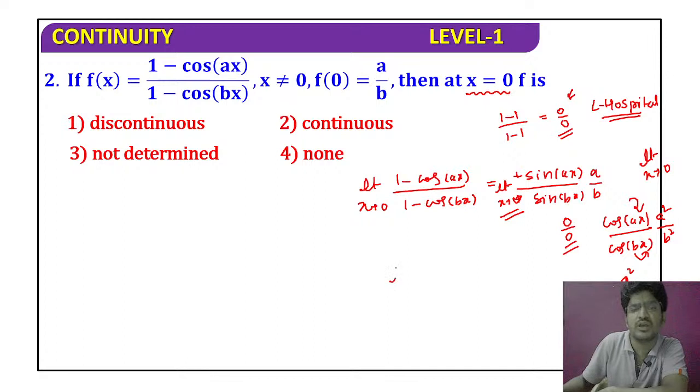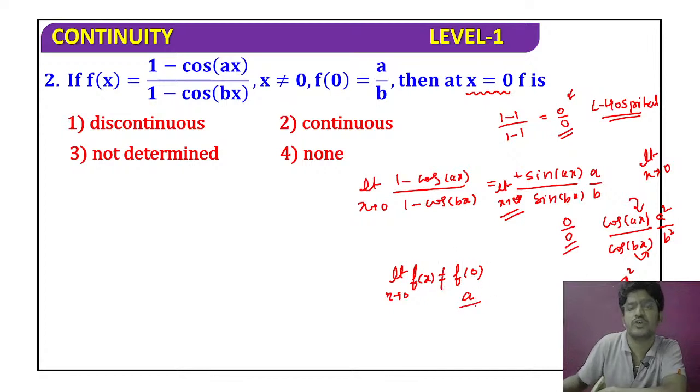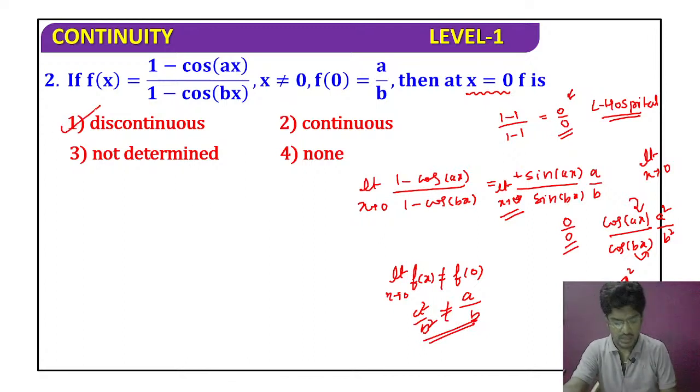So that means limit x tending to 0 of f of x is not equal to f of 0, because f of 0 is a by b and limit x tending to 0 of f of x is a square by b square. Both are not equal, therefore definitely it is going to be discontinuous.